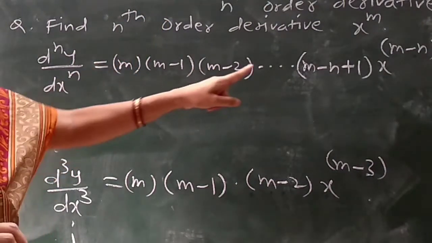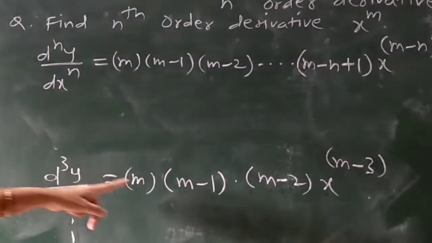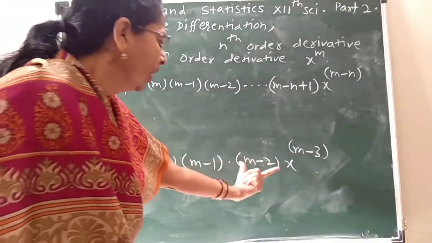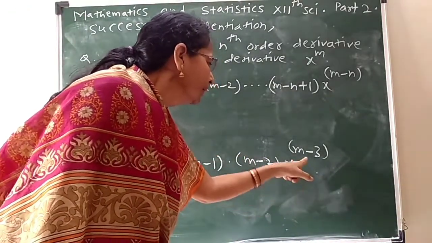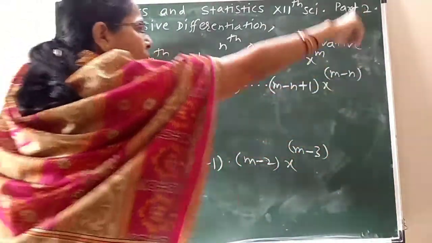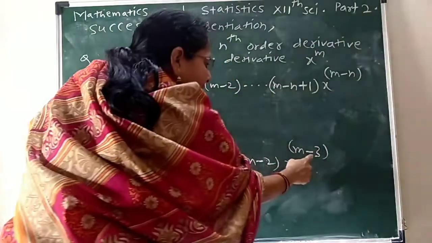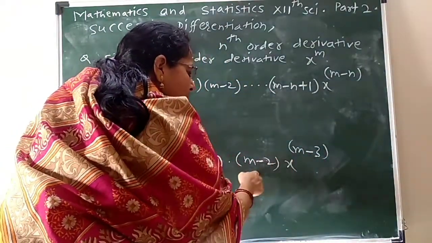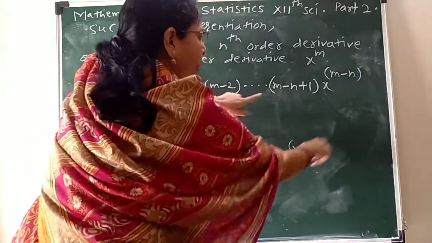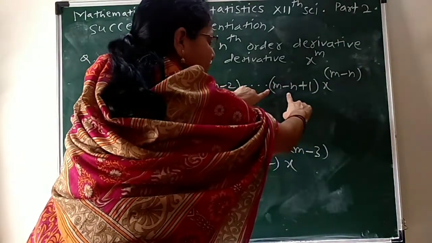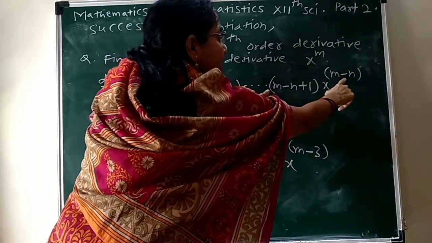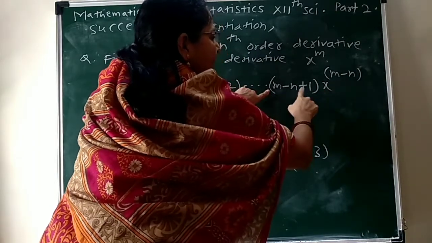See the third derivative: m minus 1, m minus 2. And observe this term. Third derivative, so here is 3. Nth derivative, so here is n. What is the difference between these two terms? We get this term by adding 1 here. So we add 1 in this term and get m minus n plus 1.